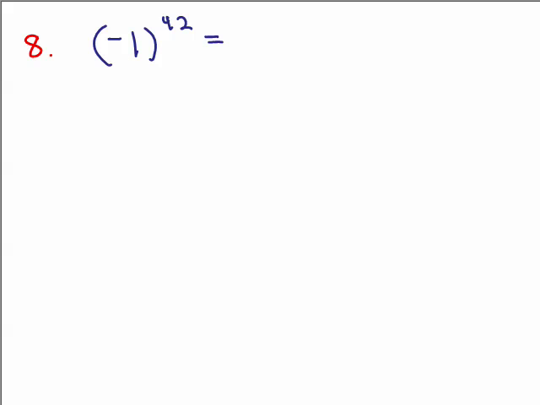Well, that's an even number of negative signs multiplied by each other, so the answer is going to be positive. And then 1 to the 42nd power then is just 1, because again, 1 times itself over and over is 1. So the answer to this is positive 1.